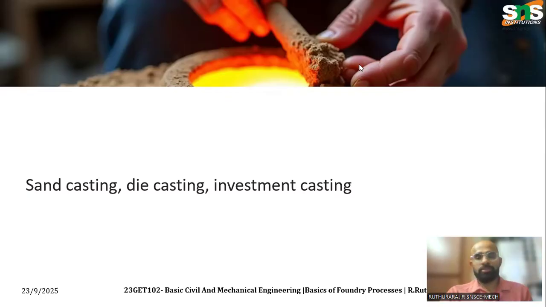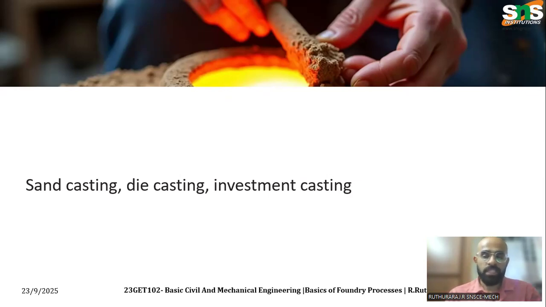So welcome students. We'll continue our discussion on basics of Foundry. In the previous lecture, we established that the Foundry is a place where casting is done. For casting, the input is molten metal, which is actually obtained from a furnace. That's what we discussed in the previous lecture.